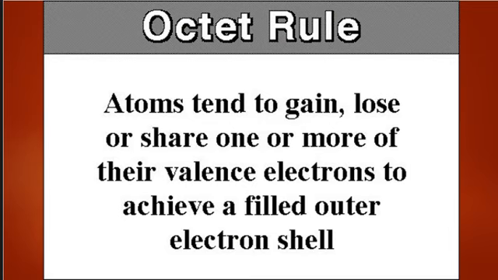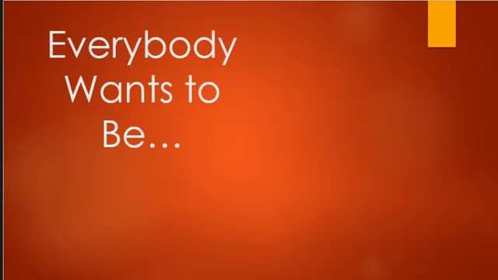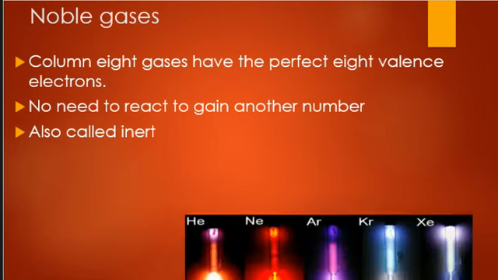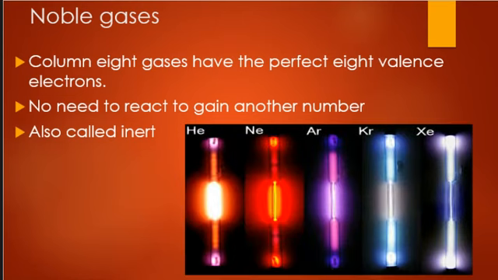All right, so this same thing. Atoms tend to gain, lose, or share 1 or more of their valence electrons to achieve a filled outer electron shell. That's the octet rule. Striving for 8 is great. Everybody wants to be noble. The king. That far right column: helium, neon, argon. What comes next? Yeah, argon. All those down, they all have 8 valence electrons. They're in group 8, right? You know what we call those guys? We call those guys the noble gases. Everyone wants to look like the king.